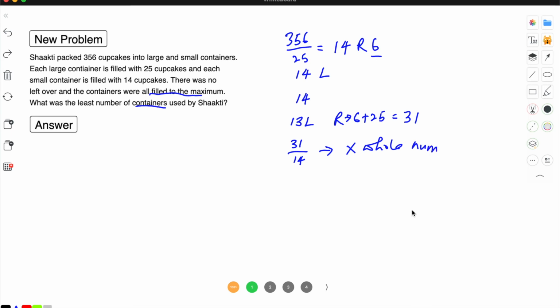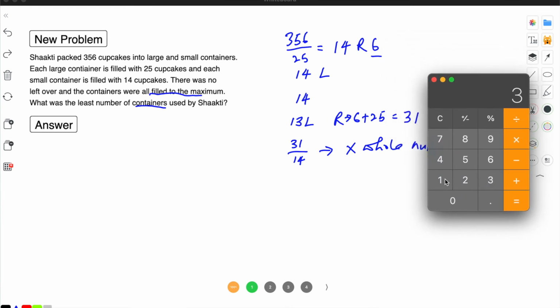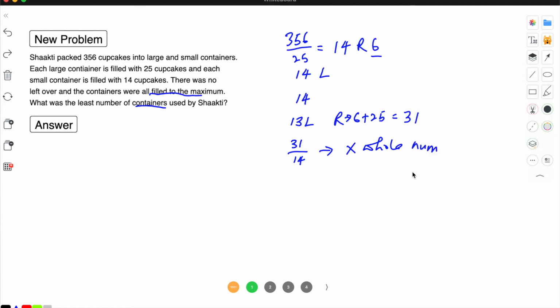Let me just demonstrate that. 31 divided by 14. You're going to get a very long decimal. It is not a whole number, so that means this cannot be the answer. So we need to reduce the number of large containers used again. So instead of 13, now let's try 12 large containers.